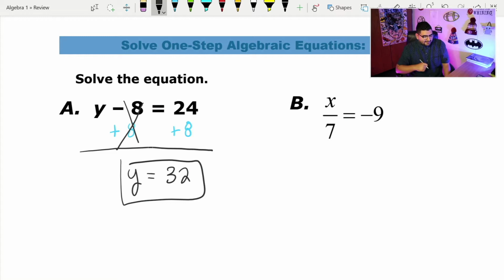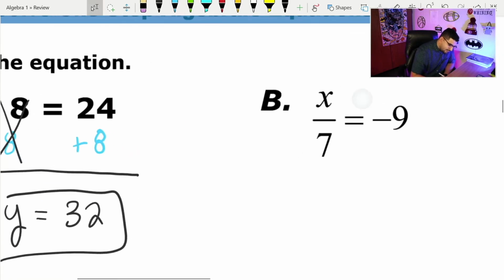Okay, let's look at this next one. On the next problem, I see x over 7 equals negative 9. Now some of you might have trouble remembering what this mathematical operation is. In case you forgot, fractions are actually division. This reads x divided by 7 equals negative 9. So because they're dividing by 7, I want to go ahead and multiply by 7.